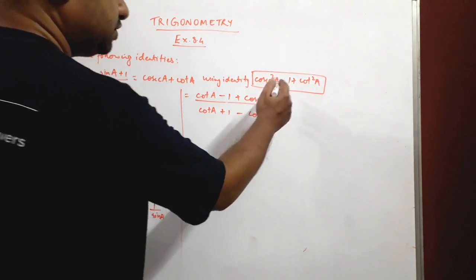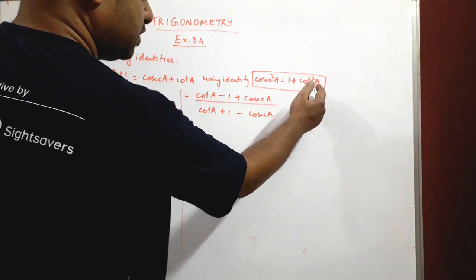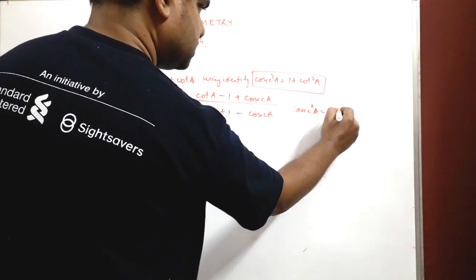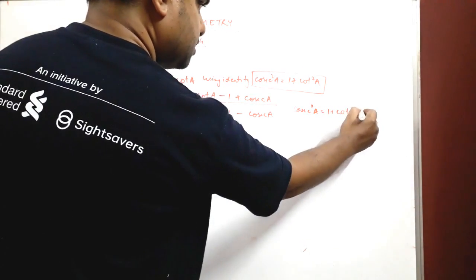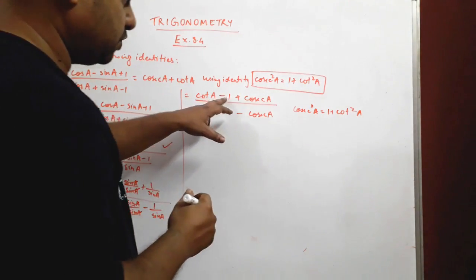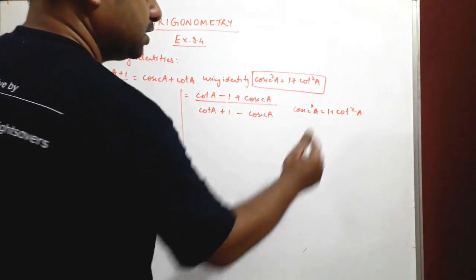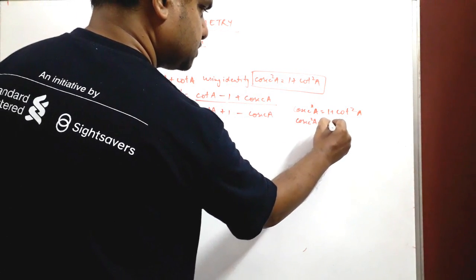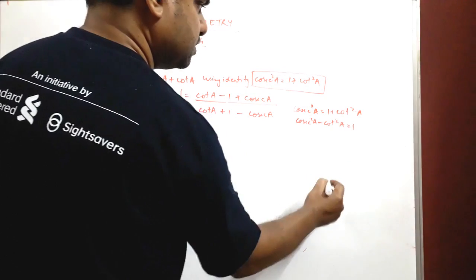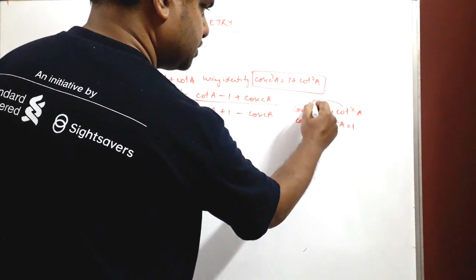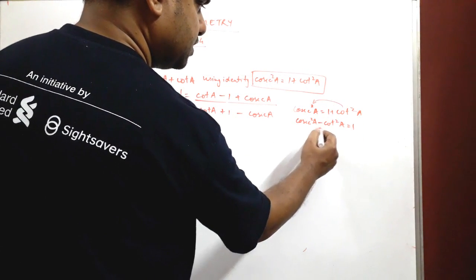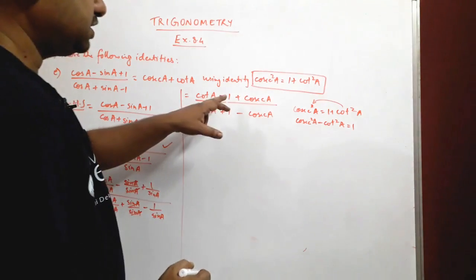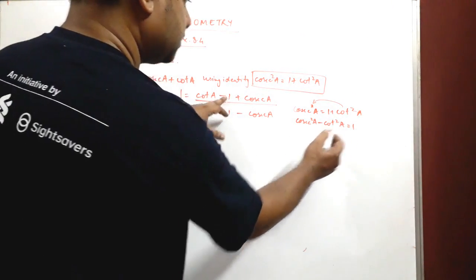But in the numerator, I am looking to replace this 1 which is here. We know that cosec square A is equal to 1 plus cot square A. If I want to replace 1 with the ratios, cosec square A minus cot square A equal to 1. You see, I brought cot square A to the left hand side and it became negative. So cosec square A minus cot square A gives us 1, and I'm going to replace 1 with cosec square A minus cot square A.